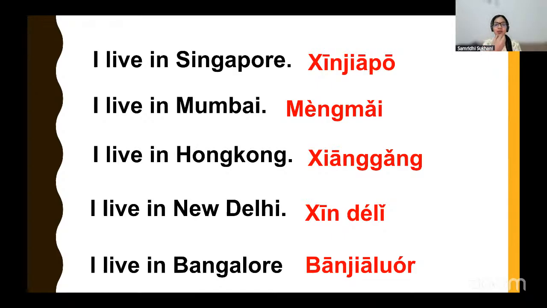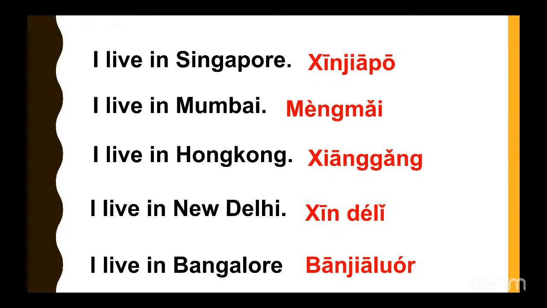I'm going to start with Prakhar. Prakhar, how do you say I live in Singapore? 我住在新加坡. Very good. Dheeraj, I live in Mumbai. 我住在孟买. Very good. Shikaina, I live in Hong Kong. 我住在香港. Remember this, 香港. Very good.